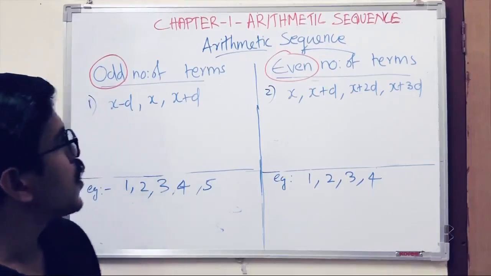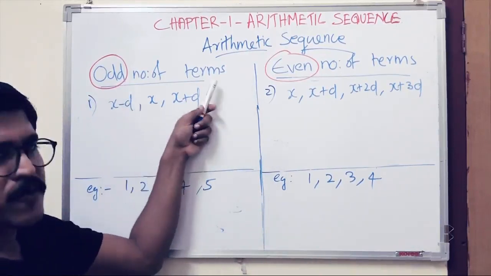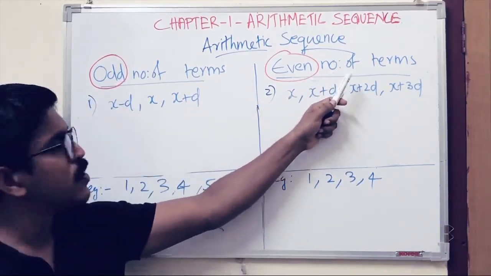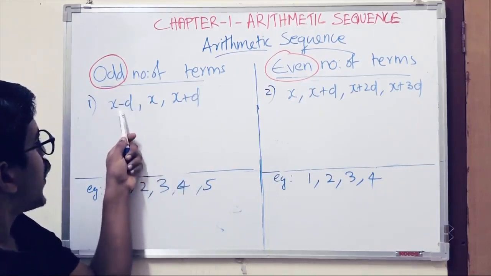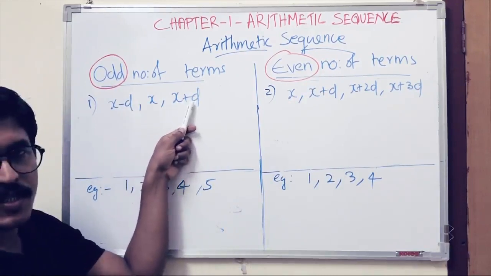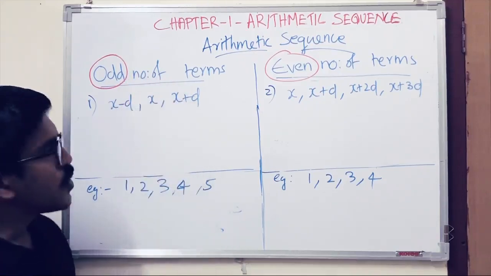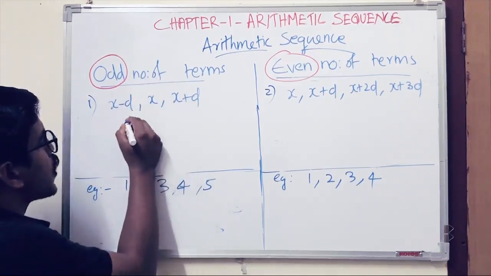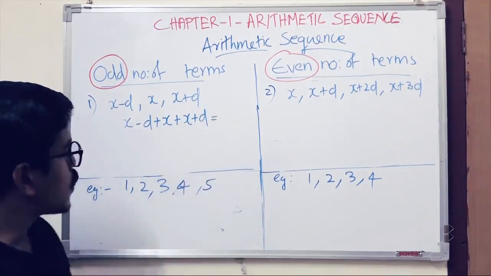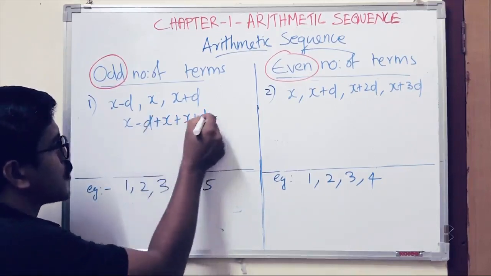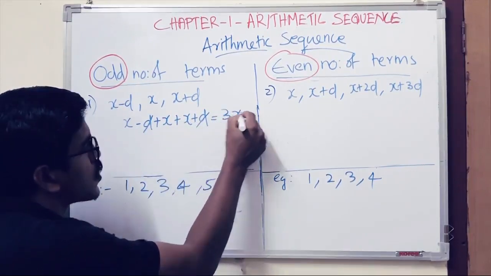Let us discuss a new relation from arithmetic sequence. Here I have written, you can see, an odd number of terms, and here it is an even number of terms. We can consider the odd number of terms first. Here x minus d, x, x plus d are the terms. How many terms are here? 1, 2, 3. That is an odd number of terms. Now we are going to add these terms, x minus d plus x plus x plus d. Then the sum is: minus d and plus d cancelled, and x, 3x are there, so 3x is the answer.